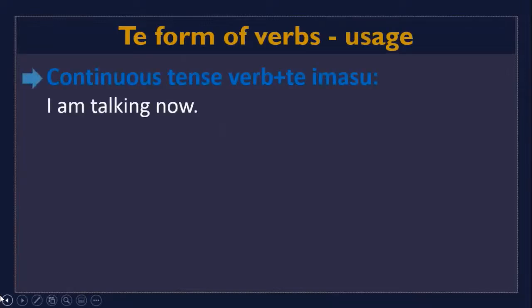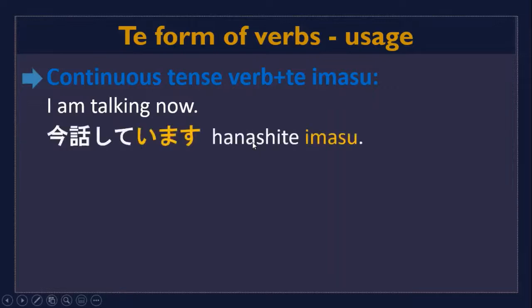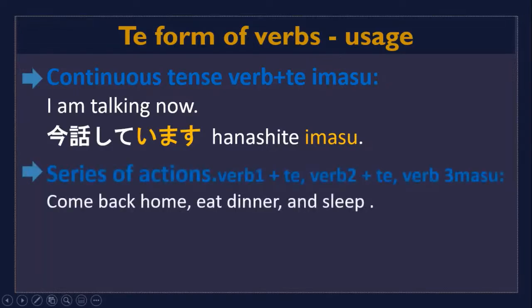Next, in some continuous tense. So, verb plus te imasu. For example, I'm talking now will be 今話しています。 This is how we write. 話しています。 And in series of actions.